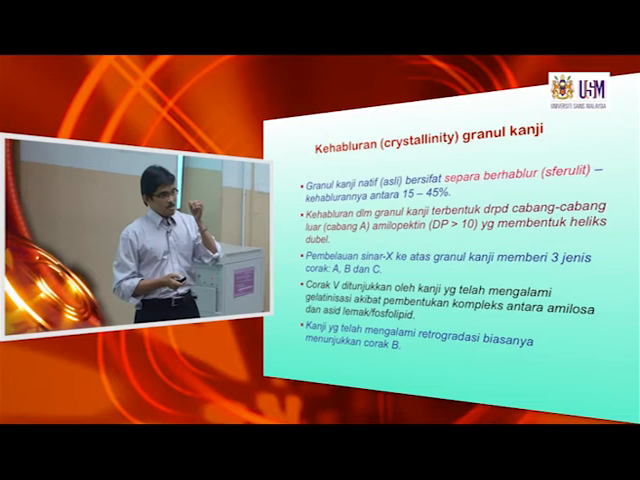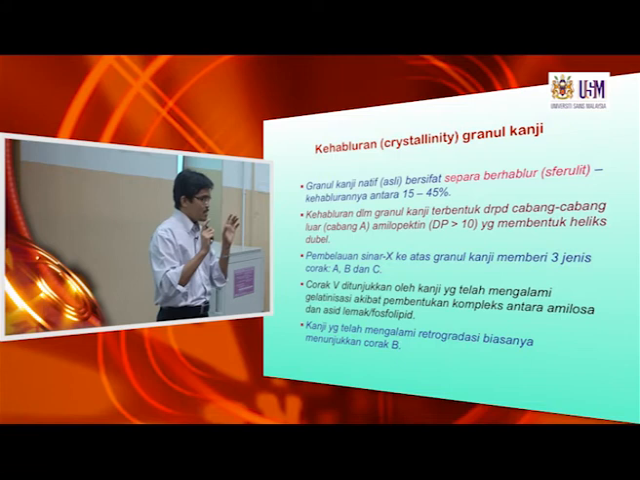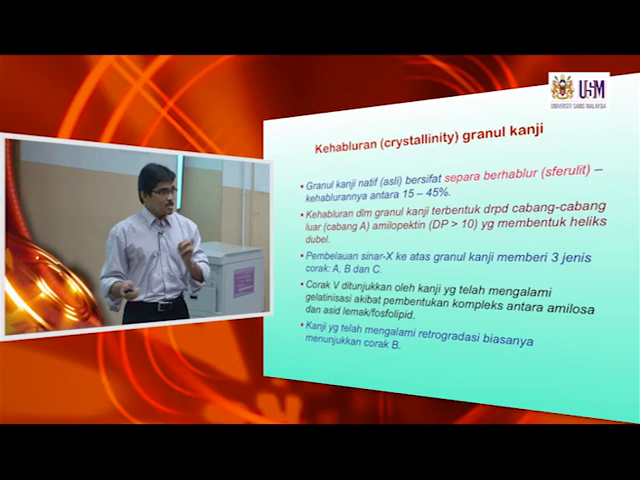And that structure, when we look at the X-ray pattern, it will give a different pattern. It's not an A pattern, it's not a B pattern, it's not a C pattern. And the scientists, for some reason, they don't call it D pattern. They call it V pattern. Okay. Because by right, if it's not A, not B, not C, then we can call it D, right? But they call it V. Don't ask me why. I don't know.